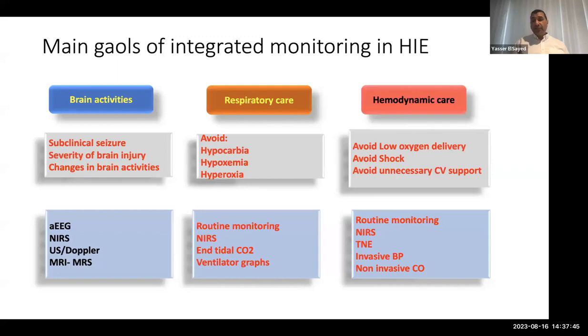Using integrated monitoring in HIE or any case of brain injury, how to integrate between brain activities, relying on amplitude-integrated EEG, near-infrared spectroscopy, Doppler, plus MRI and MRS, with respiratory assessment and hemodynamics, as we discussed, how to integrate between NIRS and echo, invasive blood pressure, and you cannot separate between them. We are treating the infant as an integrated relationship between all organs. We cannot actually separate heart from brain from lung. The neonatologist should understand all of the details related to the pathophysiologic mechanism of deterioration.